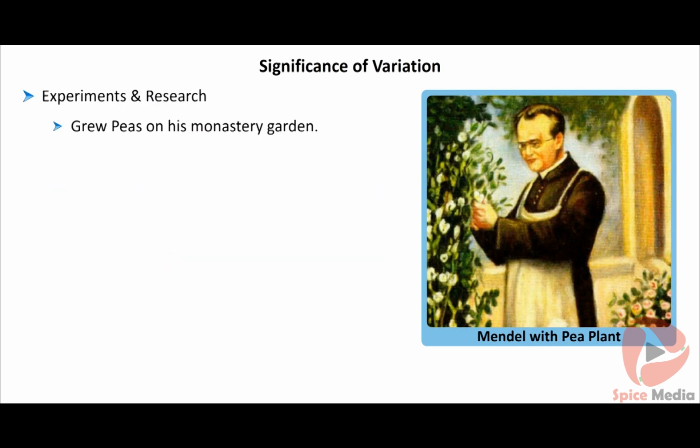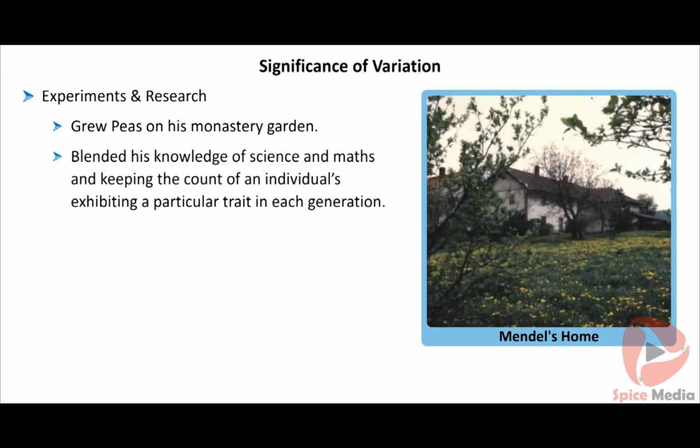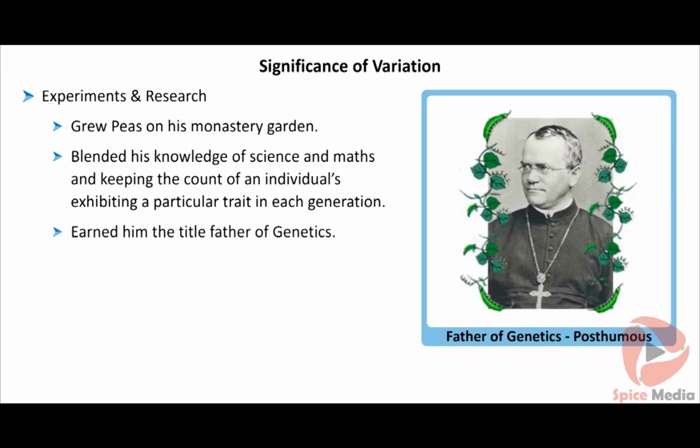He started growing peas in his monastery garden. Many others had studied the inheritance of traits in peas and other organisms earlier, but Mendel blended his knowledge of science and maths and was the first one to explore the scientific method of keeping count of the individuals exhibiting a particular trait in each generation. This helped him to frame the laws of inheritance and gave him the title Father of Genetics posthumously.